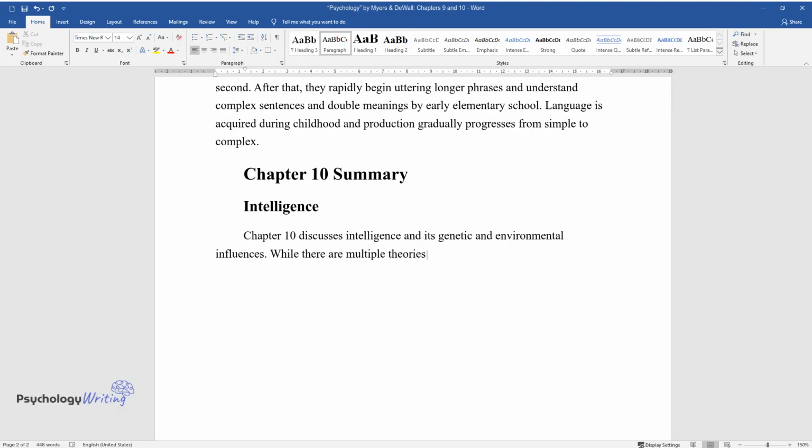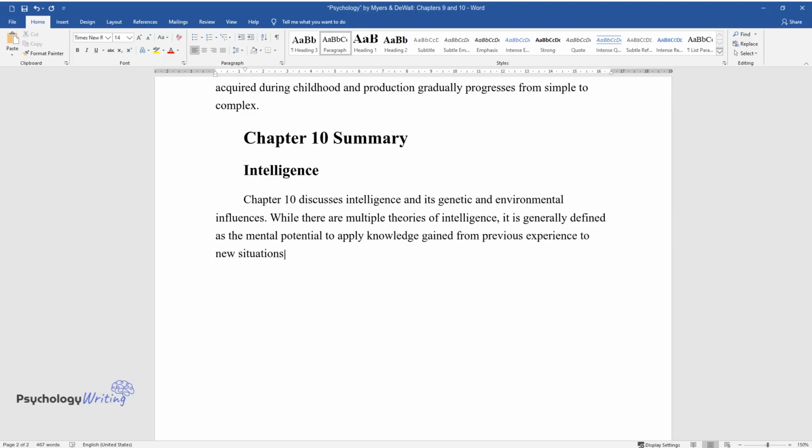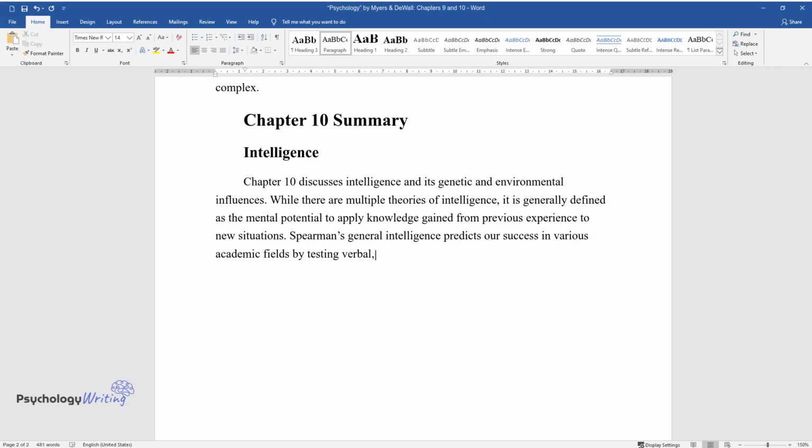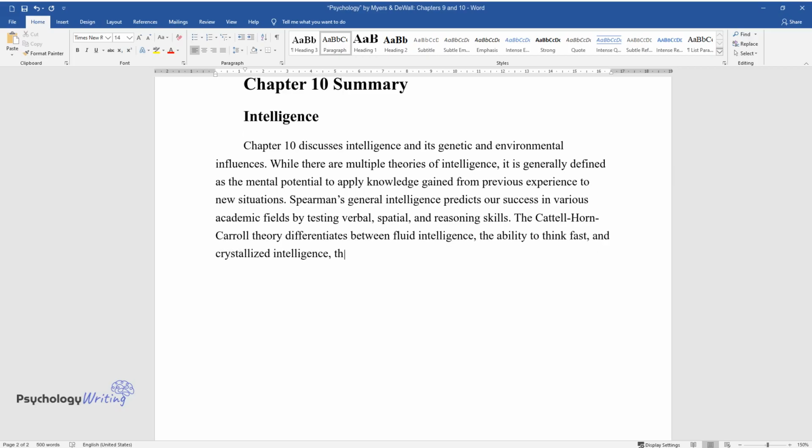While there are multiple theories of intelligence, it is generally defined as the mental potential to apply knowledge gained from previous experience to new situations. Spearman's general intelligence predicts our success in various academic fields by testing verbal, spatial, and reasoning skills. The Cattell-Horn-Carroll theory differentiates between fluid intelligence, the ability to think fast, and crystallized intelligence, the ability to accumulate knowledge.